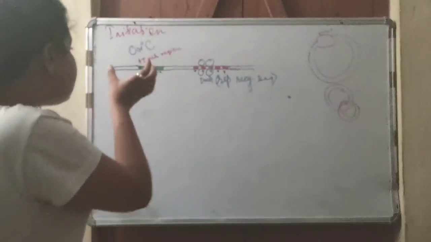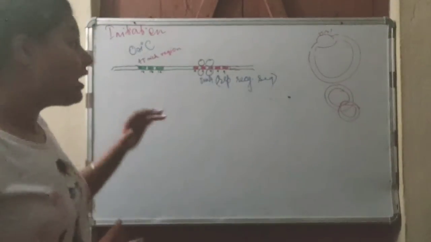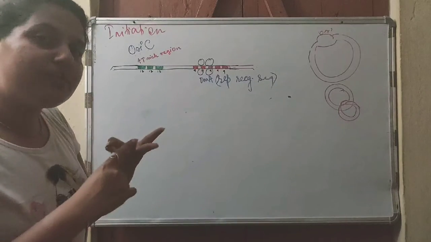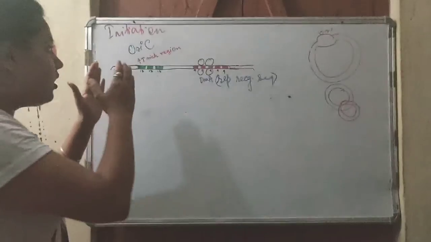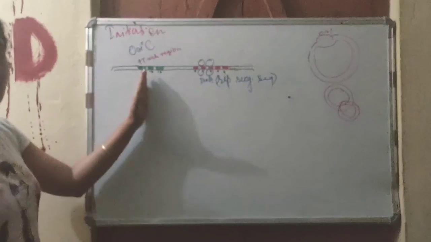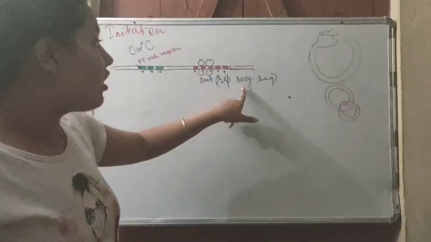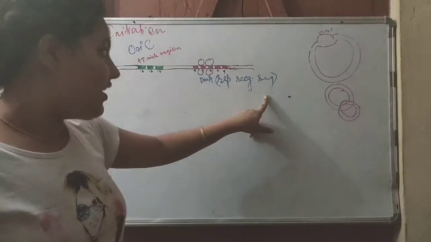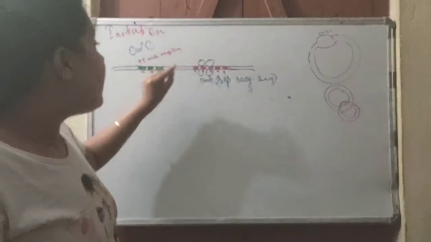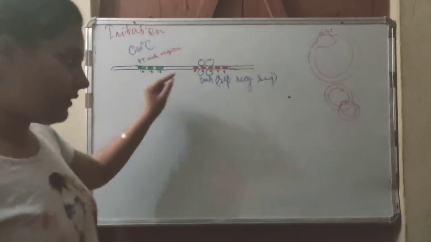Alright, the OREC is rich in AT base pairs, and this region has 3 repeats of 13 base pair. Near the OREC there is another region known as the replication recognition sequence. This replication recognition sequence contains 5 repeats of a 9 base pair sequence.